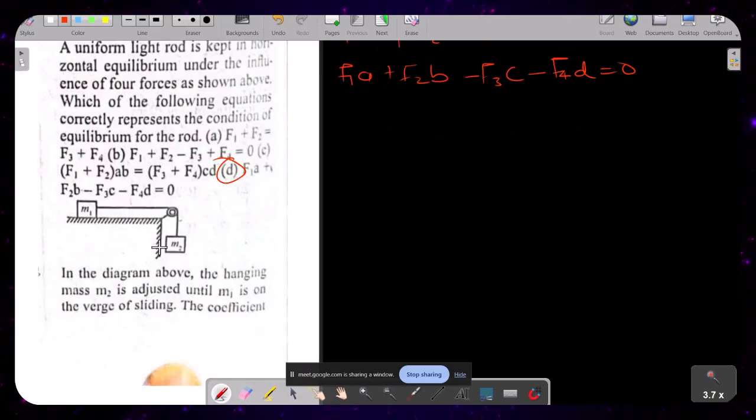The next question falls under friction. So how do we solve this question? If I am to solve this question, this one falls under friction. Who has an idea of how to solve a question under friction?